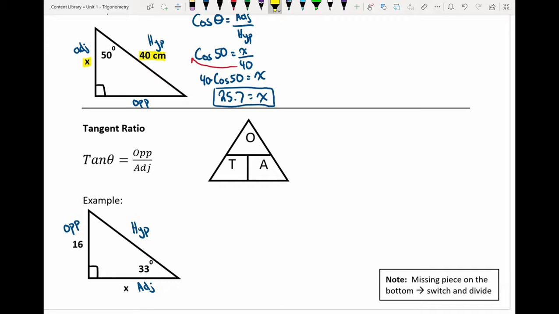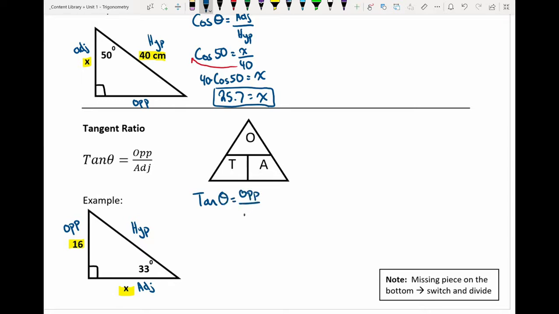Once we've labeled it, we want to figure out what sides we're dealing with. We're dealing with the opposite and the adjacent because they're given to me, or one is given to me and the other one I'm trying to solve for. The only ratio that deals with O and A, when you go back to all three, is the tan ratio. So I'm going to start by writing that out.